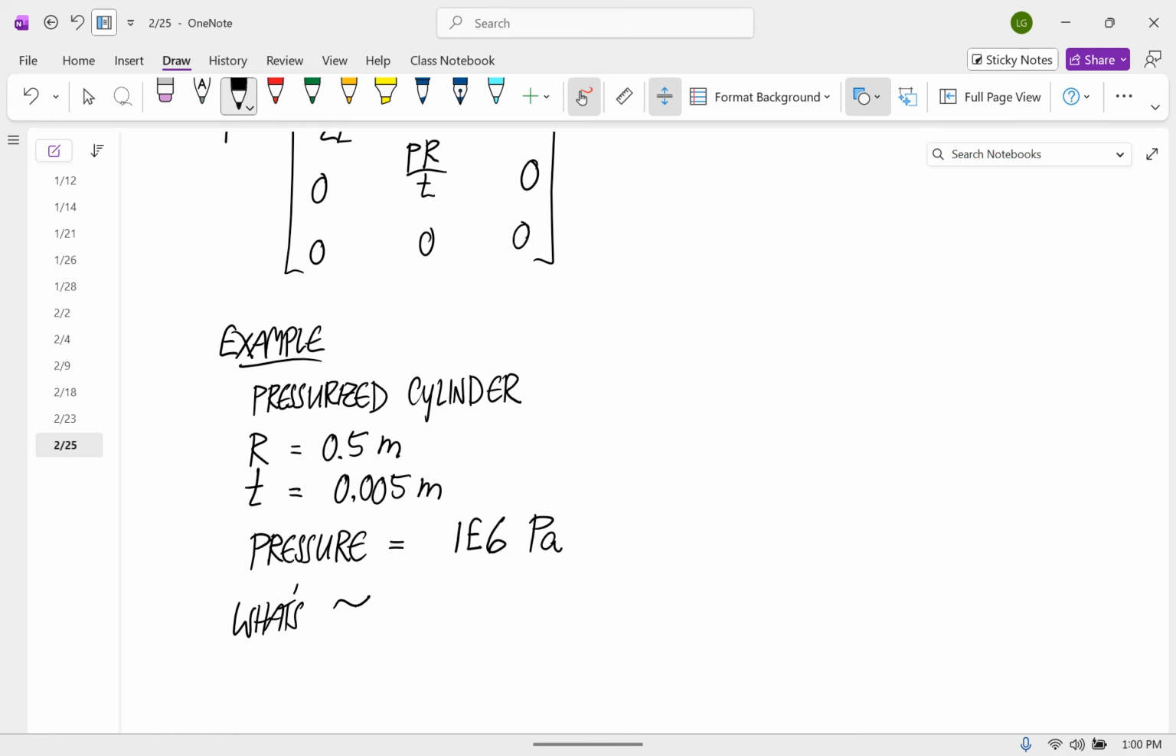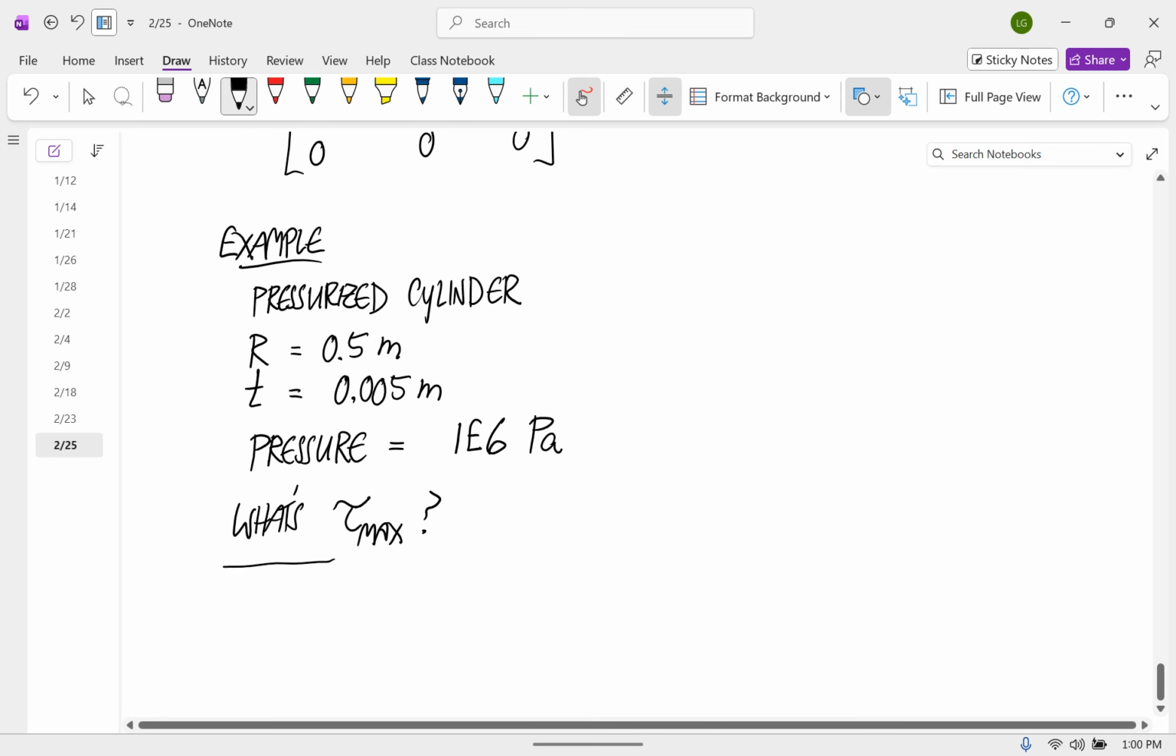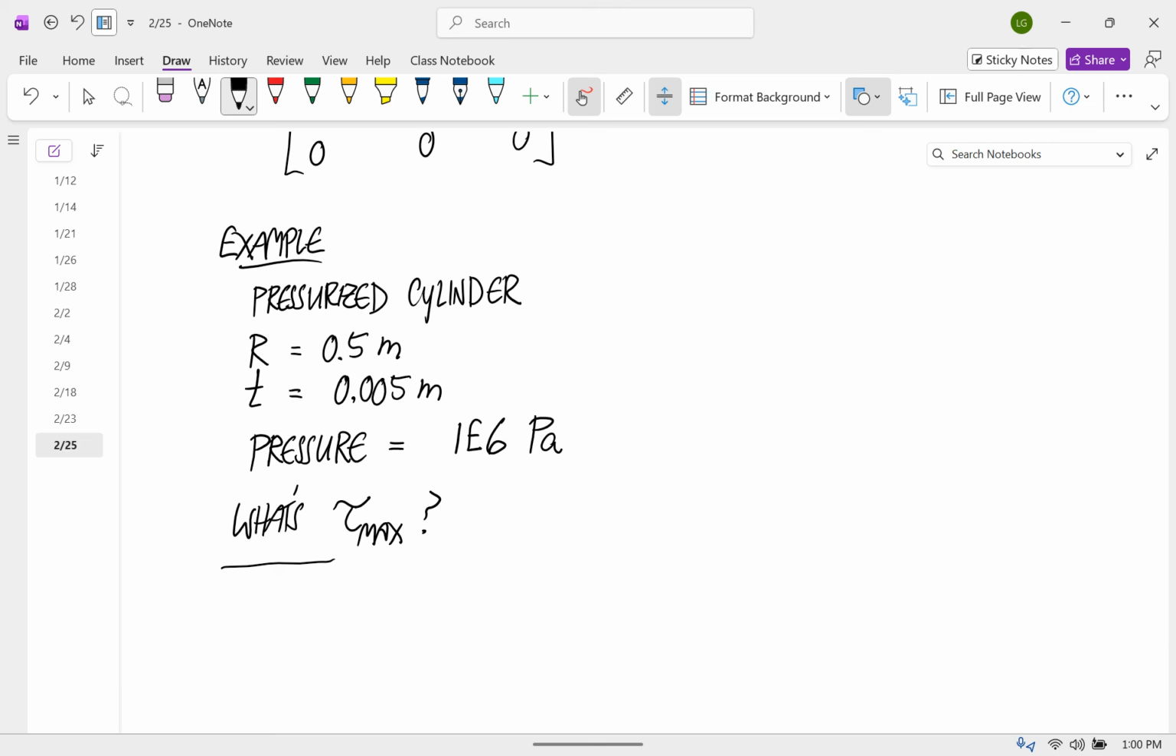What's the maximum shear stress in this container? So the first thing you should ask yourself is, is it reasonable to consider this thin-walled? So if the cutoff ratio that we're going to use is a factor of 10, this is a factor of 100. So that's fine.